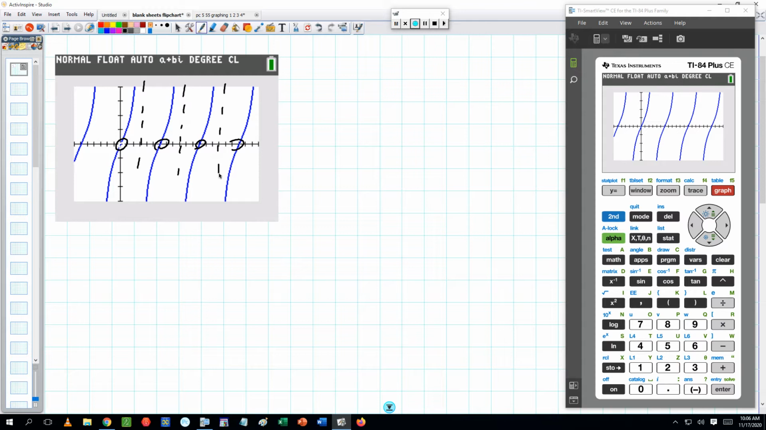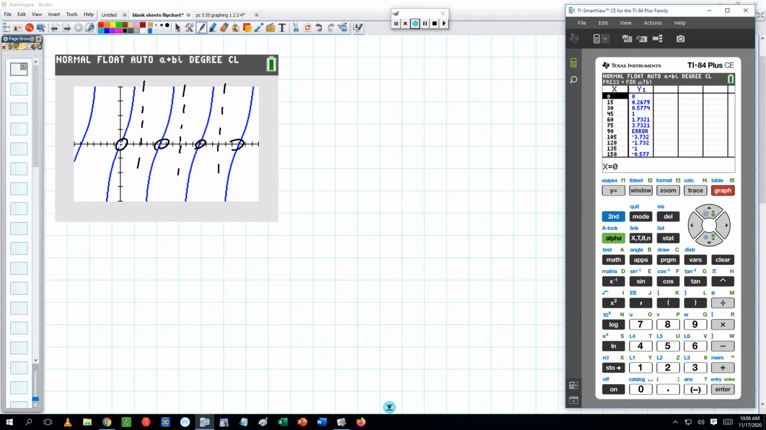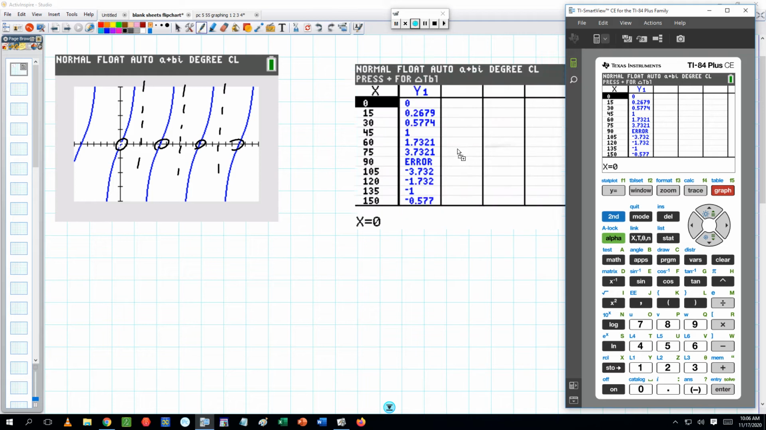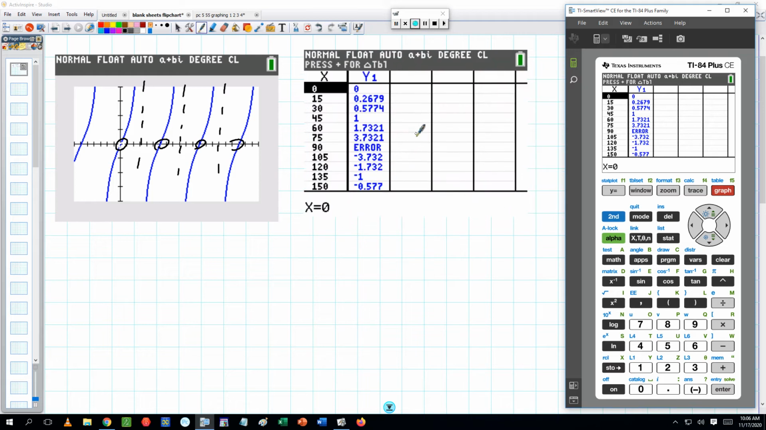If you go to your table, here are your zeros, and they're real zeros. And you'll have another one down here at 180. And in between the 0 and 180 at 90, you have an asymptote. So your error messages will be your asymptotes if you're looking at your graph.